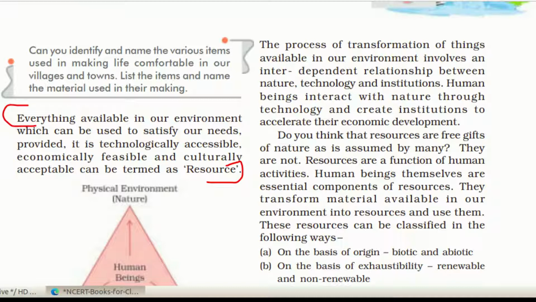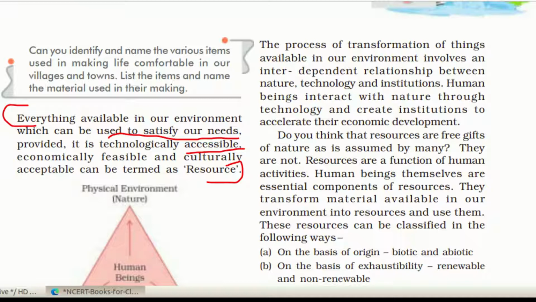Okay, so everything available in our environment which can be used to satisfy our needs. Okay, this is very important. Satisfy, it should satisfy our needs. Then it should be accessible. Accessible means we can easily get it, economically feasible, culturally acceptable, can be termed as a resource.